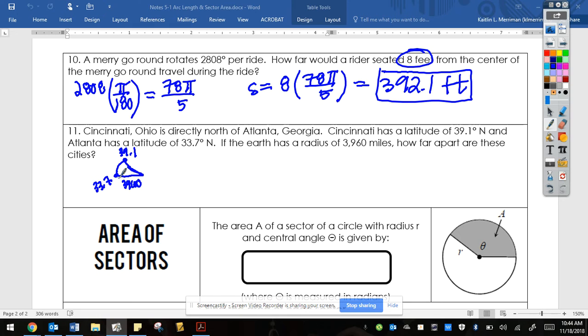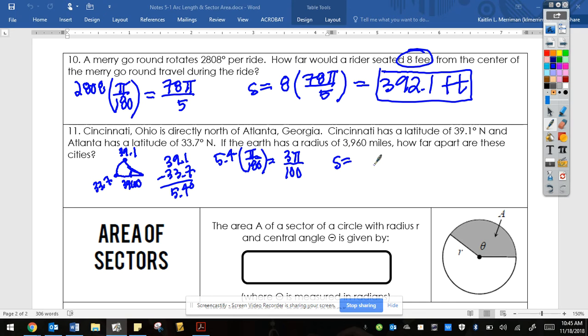So here's the thing. You need the angle between those. So if you do 39.1 and you subtract 33.7, you should get 5.4 degrees. However, you still need to change that to radians. So you multiply by pi over 180, and 5.4 over 180 should give you like 0.03. But if you were to change that back to a fraction, it would actually give you 3 over 100, and then you just tack on pi with it.